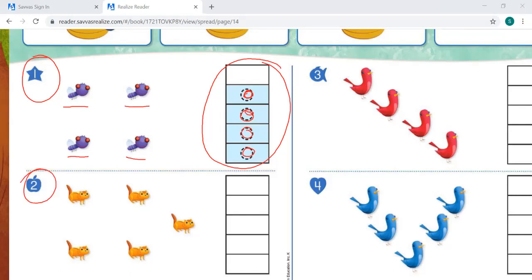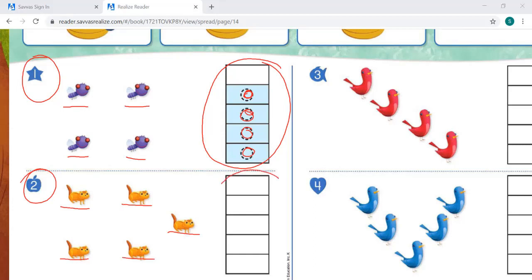All right, let's look at problem number 2. How many cats do you see? Remember, I want you to notice these patterns so that you don't even have to count them if you recognize the pattern that they're in. But we're going to count to double check, okay? So how many cats? All right, let's count. 1, 2, 3, 4, 5.